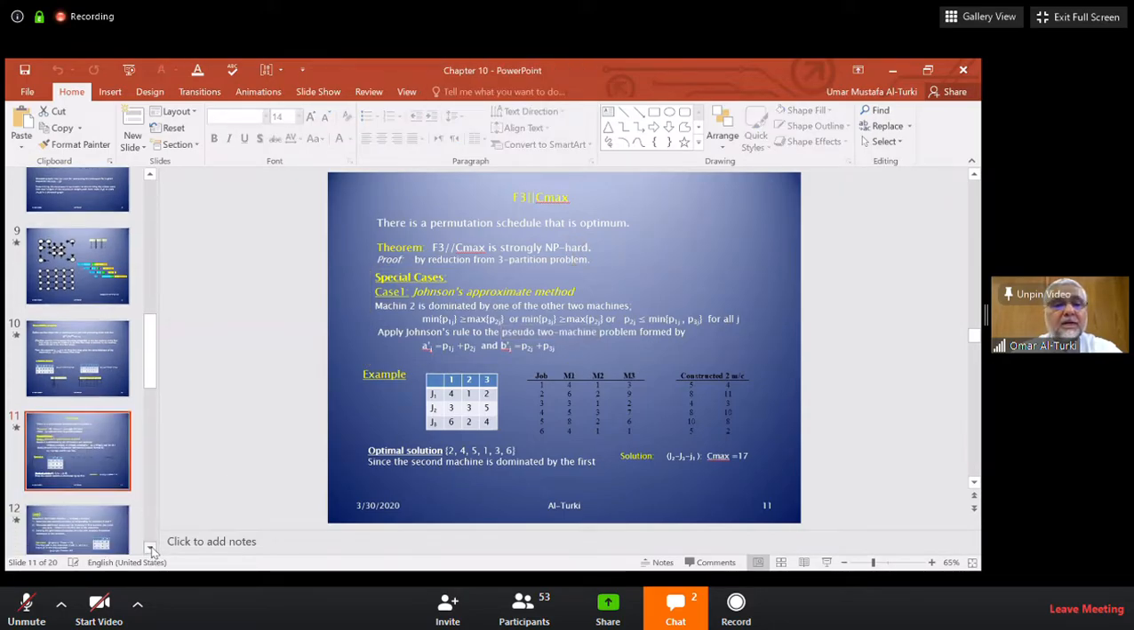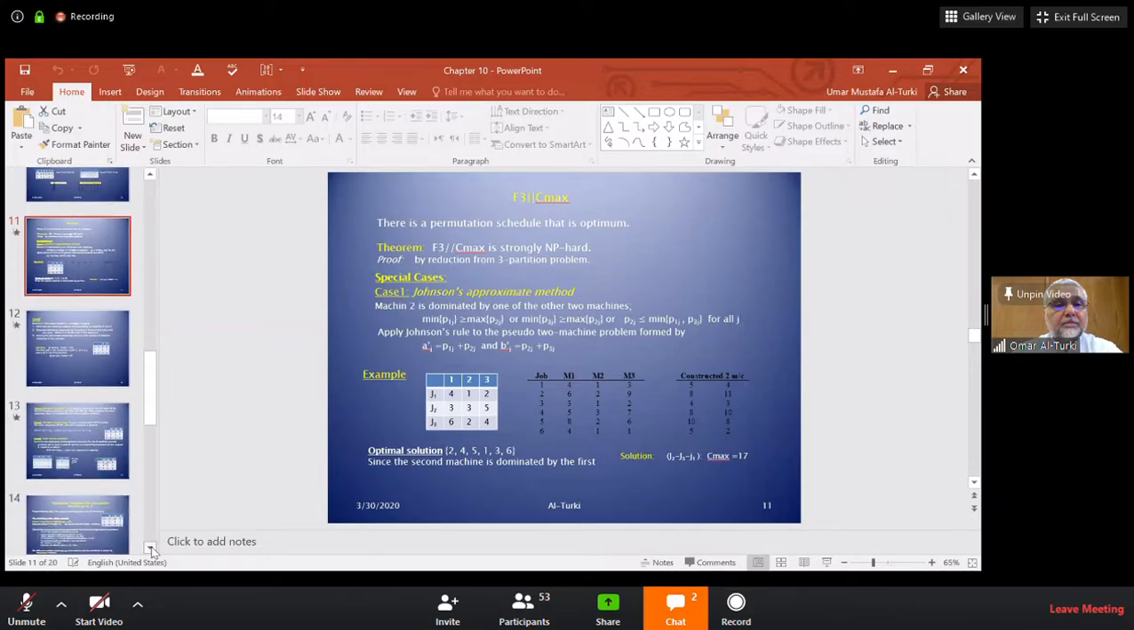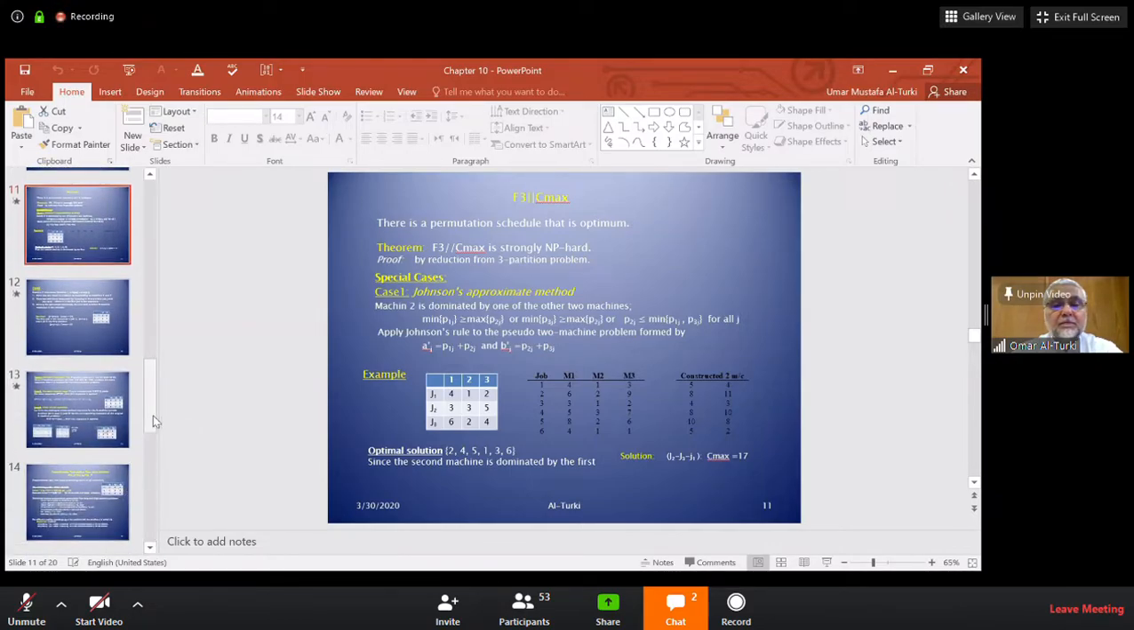Doctor, how do we convert from three machines to two machines? Just summing up the first two machines to get the first machine, and the last two machines to get the second machine. Is the example clear? This column added to this column, you will get that column. And now add these two columns, you will get the second. That's simple. Okay. Very simple.